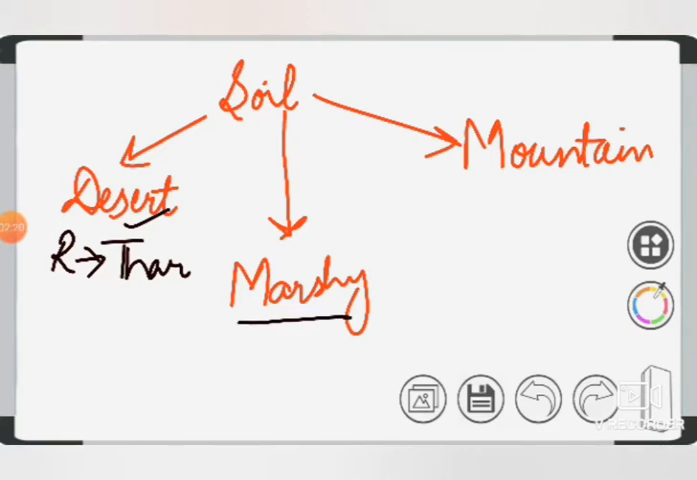Then comes your marshy soil. It is also known as peaty soil. All the features you have to remember in the same way. It is mostly found in the humid regions where there is accumulation of a large amount of organic matter in the soil. Water logging is there, due to which an anaerobic condition of the soil is present. In such a condition, with water logging, the oxygen content is very low.